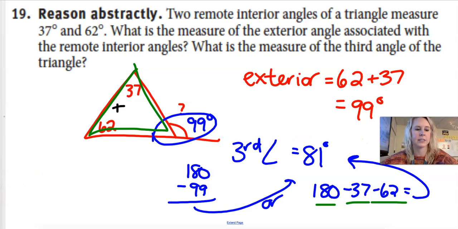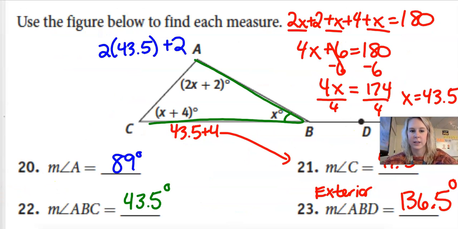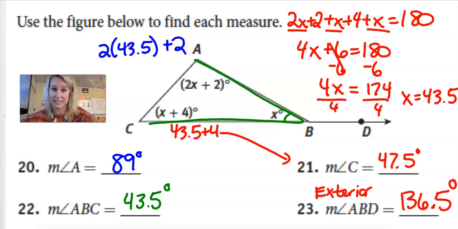All right, last but not least. Did y'all freak out when you got a decimal? Because I did. So they give you a triangle, they give you lots of equations, and all you have to do is say this angle plus this angle plus this angle equals 180. Okay, so you end up getting 4x plus 6 equals 180. When you solve it, you get 43.5. Do not freak out.